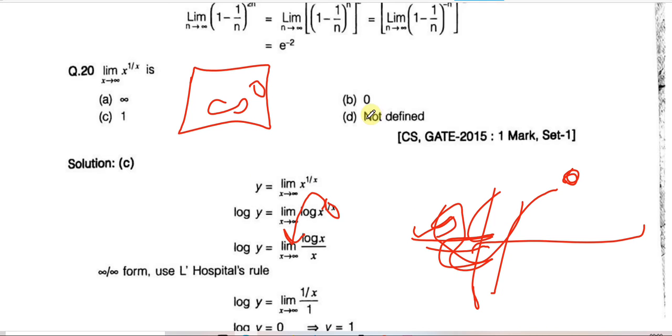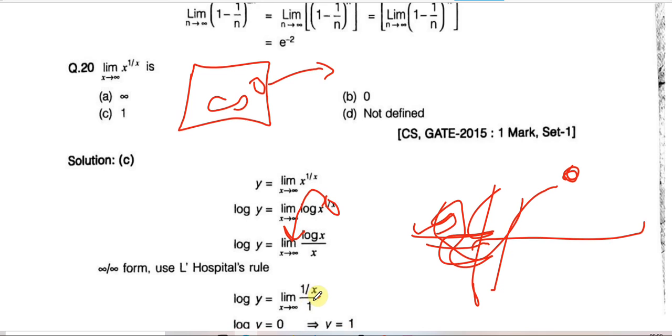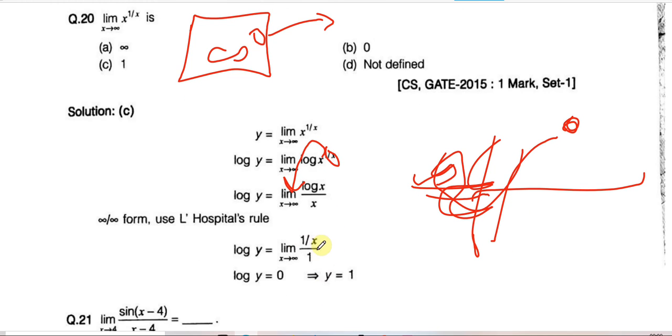Always remember, if 0 by 0 or infinity by infinity is there, then simply apply L'Hopital's rule. In any other case, you can take the log and then convert it into 0 by 0 or infinity by infinity form. So log x differentiation is 1 by x, x differentiation is 1, so 1 by x upon x will be 0 as x approaches infinity. Now log y equals 0, so y will be e to the power 0, which means 1.